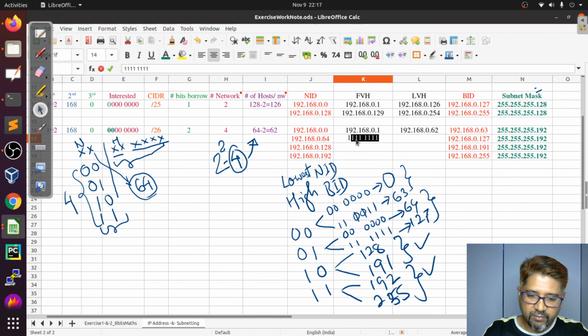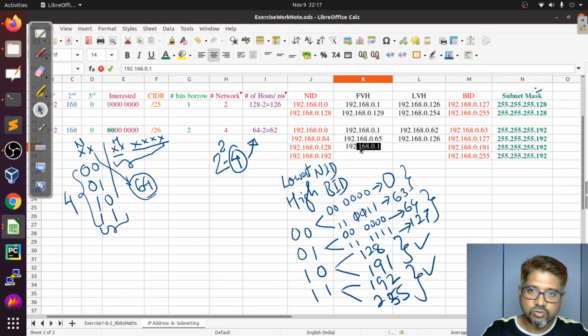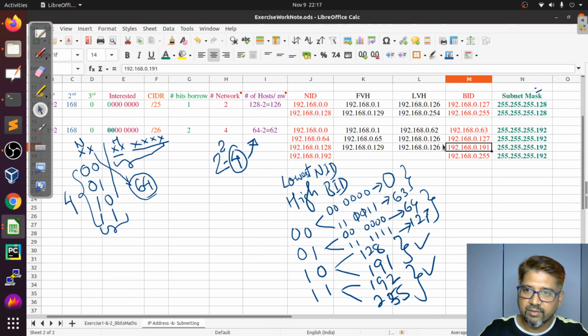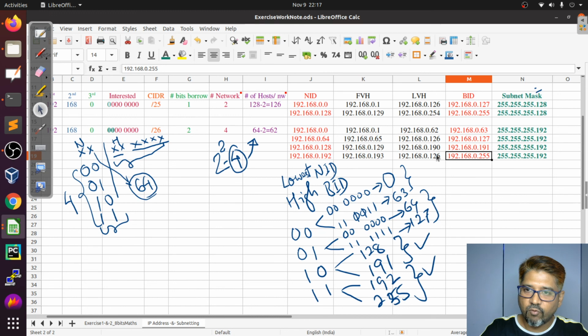So this way we are able to complete 192.168. So this is going to be 65, and the same way 192.168, 126, right? 192.168, so this will be 129, and 192.168, and this will be 190. I have completed the table this way. 190 will be the first IP, and the last IP is going to be the same as before.